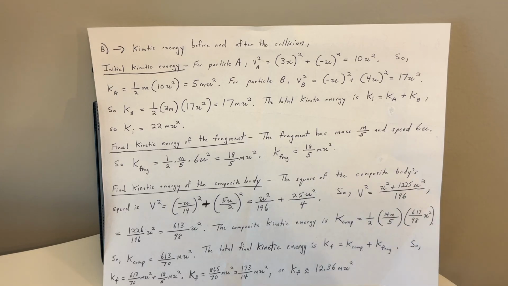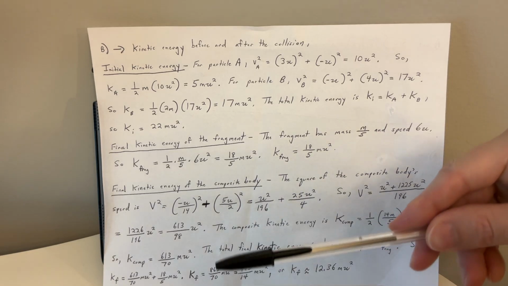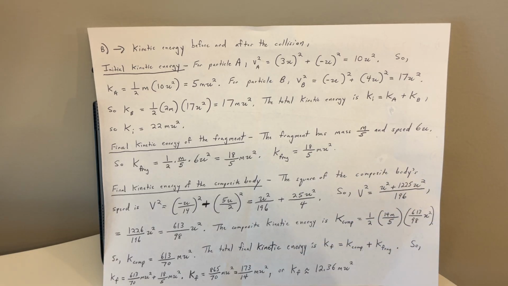So the total final kinetic energy is K sub F equals K sub comp plus K sub fragment. So K sub F equals 613 over 70 mu squared plus 18 over 5 mu squared. So that's going to give us K sub F is 865 over 70 mu squared. That's going to equal 173 over 14 mu squared, or K sub F is about 12.36 mu squared.